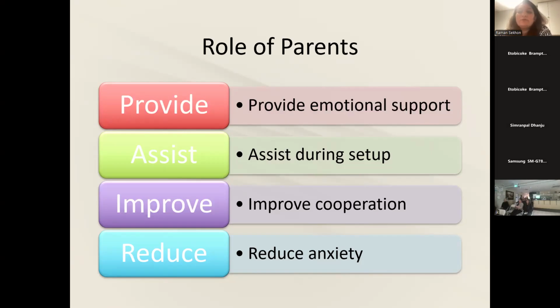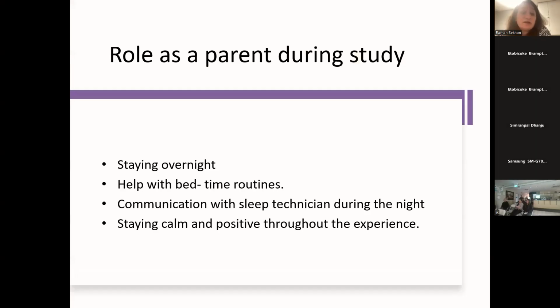Parents can also help improve their child's cooperation while the setup is being done by distracting them and engaging them in conversation, ultimately reducing the anxiety. Therefore, parents are encouraged to stay overnight with their children. They can also help with the children's bedtime routines, and assist and communicate with the sleep technologist during the night. Sometimes the parents can let the technologist know that the cannula is out if the technologist is busy with another patient. So it's of very much help during the night.